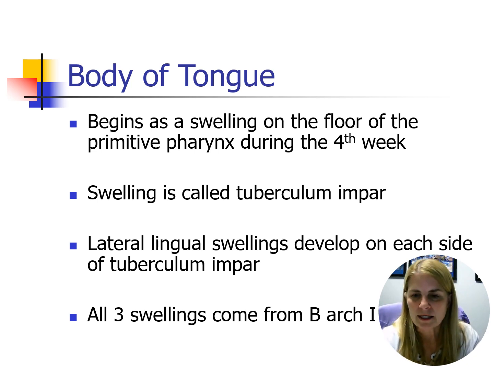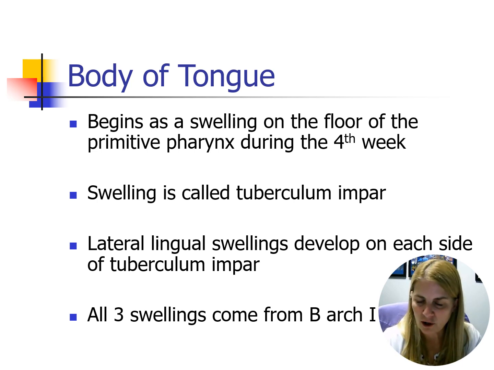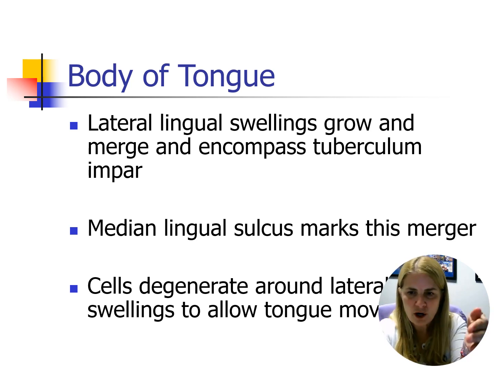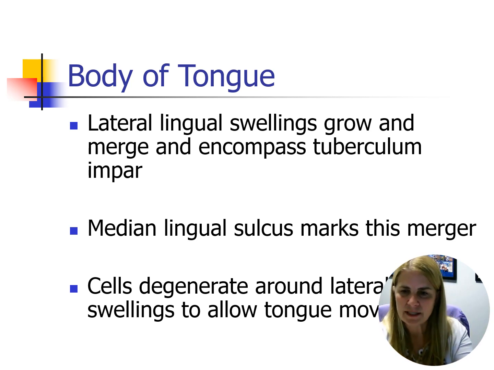All three swellings come from branchial arch 1. We're going to find that the body of the tongue develops from the first branchial arch, and then the base of tongue originates later from the 2nd, 3rd, and 4th branchial arches. The lateral lingual swellings that develop on each side of that triangular-shaped tuberculum impar grow and merge and encompass the tuberculum impar, and they're going to grow over and up and out to become the tongue.